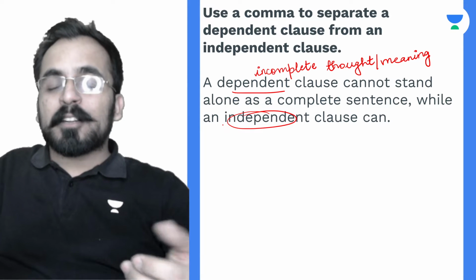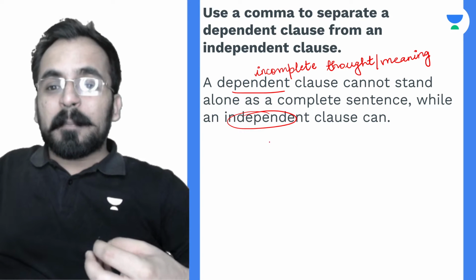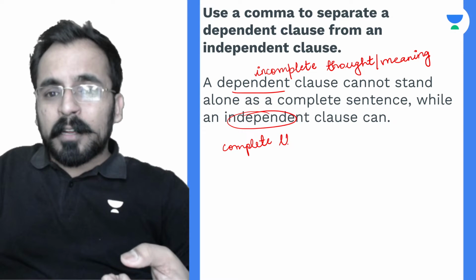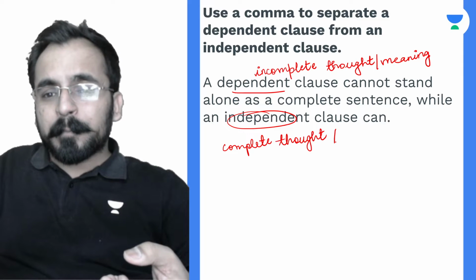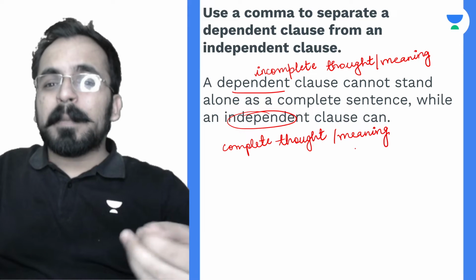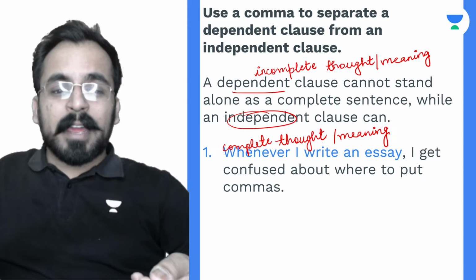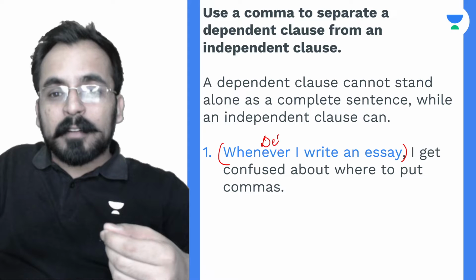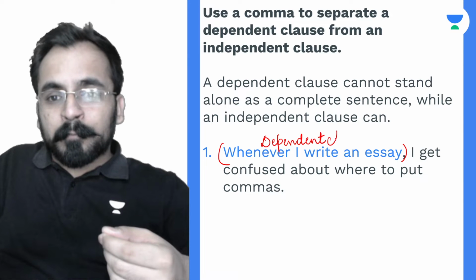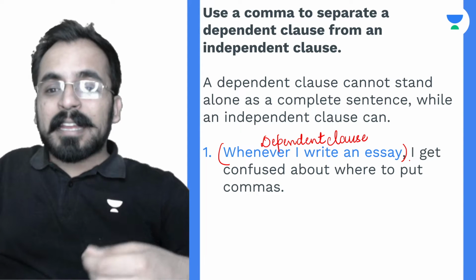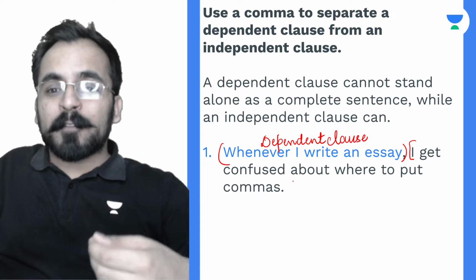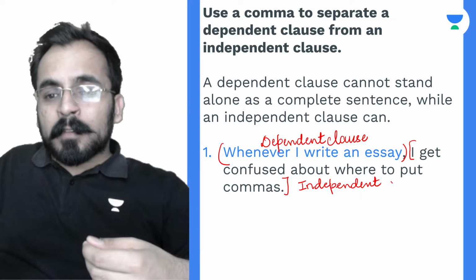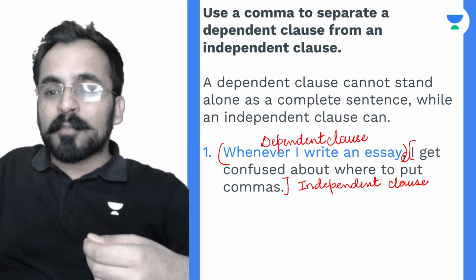While an independent clause is a complete sentence, something which can convey a complete thought or meaning. For example, whenever I write an essay, this is not a complete sentence, so this is a dependent clause. Whenever I write an essay, I get confused about where to put commas. This is an independent clause. So how would you separate these clauses in a sentence? Using commas.